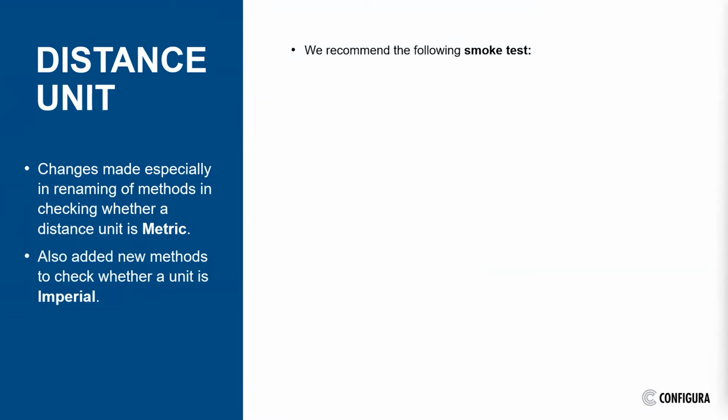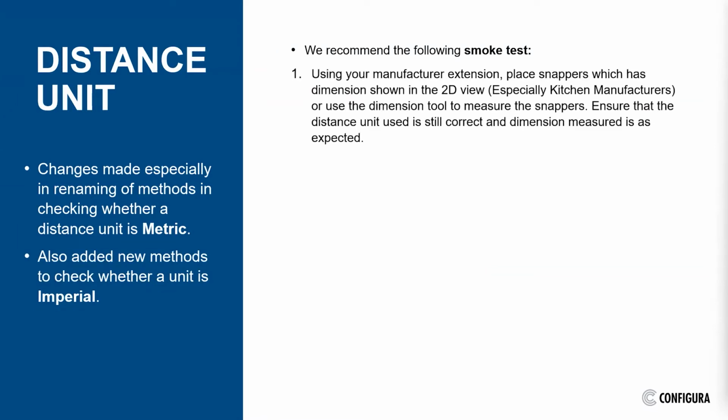The first one is using your manufacturer extensions, place snappers which have dimensions shown in 2D view, especially for kitchen manufacturers. Do take note if there are any externals or customers working on kitchen manufacturers in this meeting. You should also use the dimension tool to measure the snappers. Ensure that the distance unit used is still correct and the dimension measured is as expected.